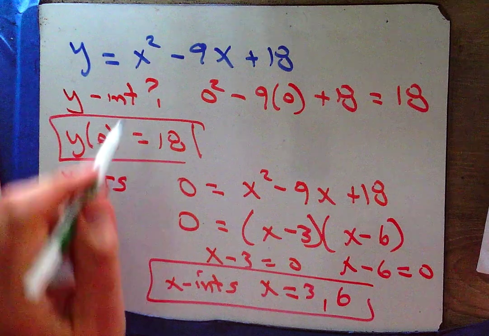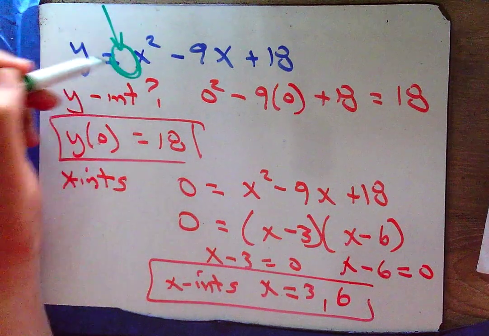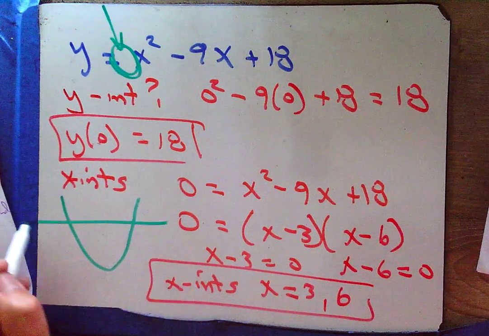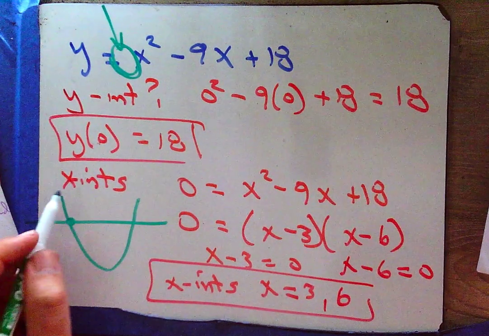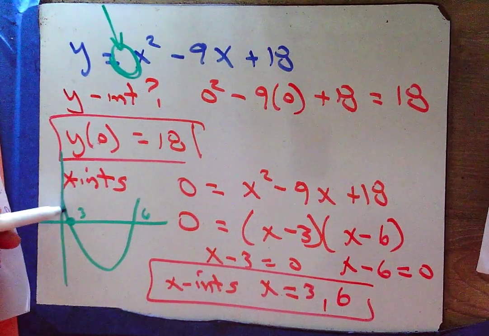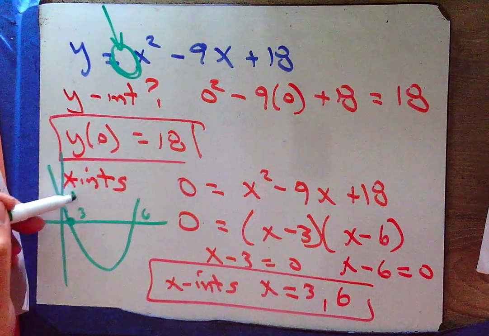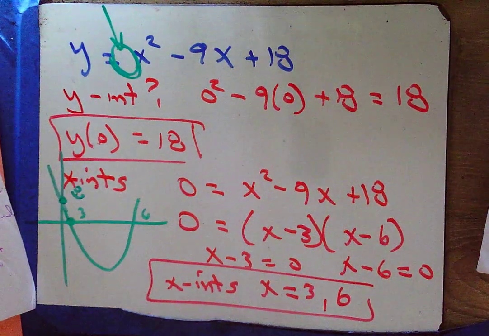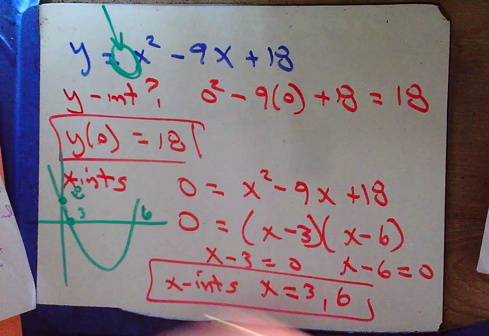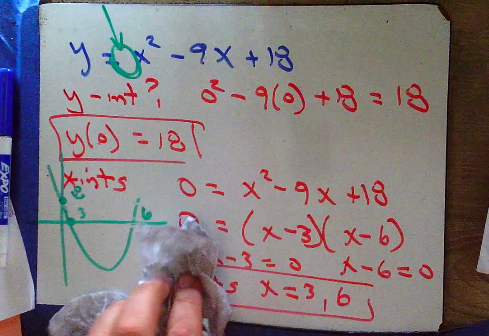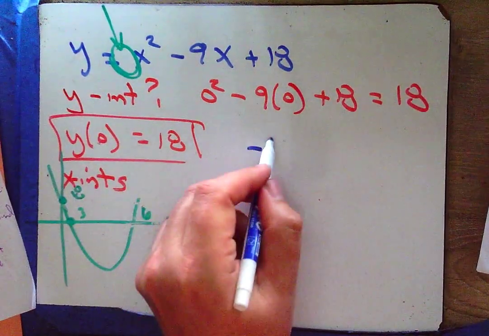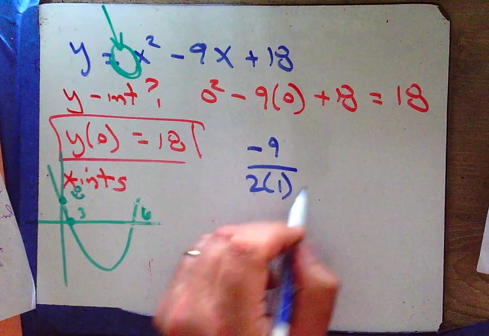Okay, points up. See, no negative here. 3, 6. My y-intercept is over here, 18. And there's my graph. No, I don't know the vertex. I could find the vertex. Remember, we used minus b over 2a to find the x-coordinate of the vertex. Minus 9 over 2 times 1.